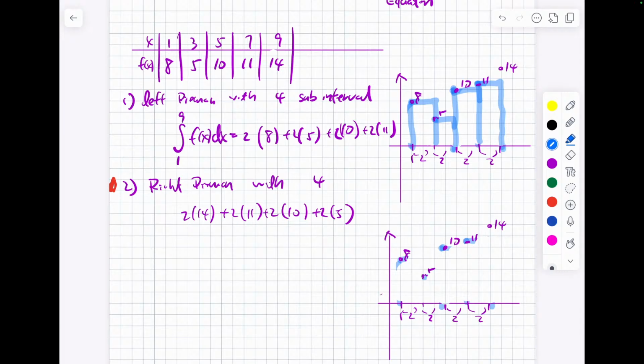The interval does not have to be the same. Later on, we're going to show you irregular intervals.